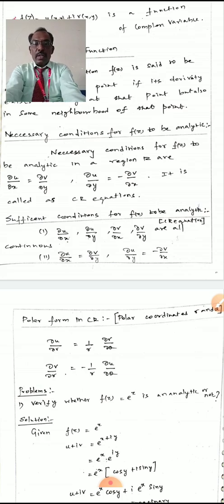Sufficient conditions for f of z to be analytic have 2 points. Point number 1: dou u by dou x, dou u by dou y, dou v by dou x and dou v by dou y are all continuous. Number 2: CR equations. So they are sufficient conditions for f of z to be analytic.